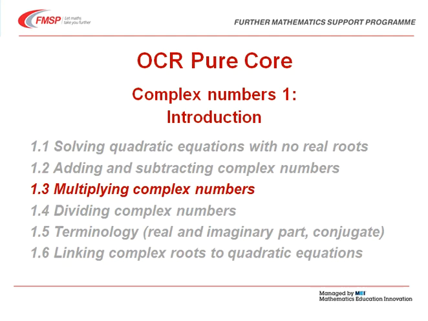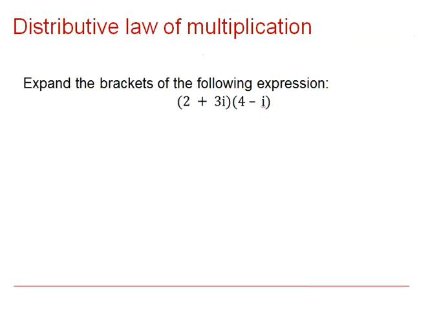Hello, this is the third complex numbers video of OCR Pure Core AS Further Maths, and the title is Multiplying Complex Numbers. You may already be aware of two properties for operations, one being distributive and the other being commutative. In general, when we've dealt with real numbers, we've found that a(b + c) = ab + ac, and also that ab is the same as the product ba.